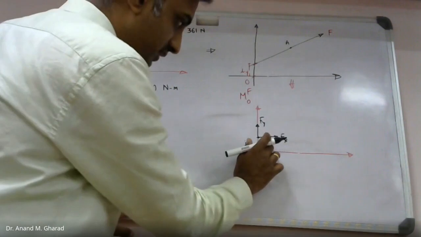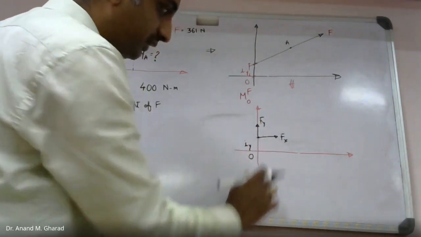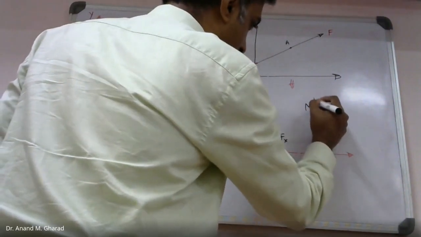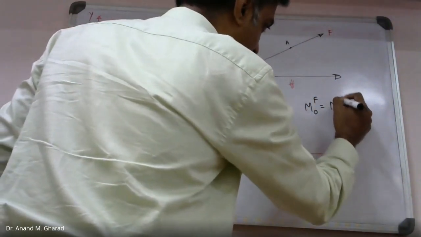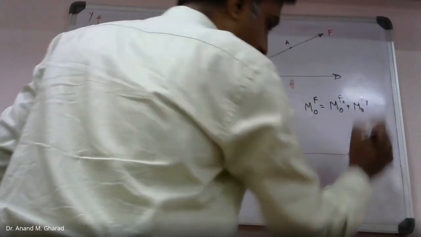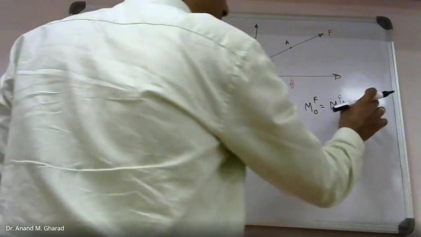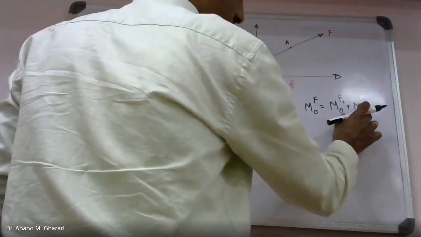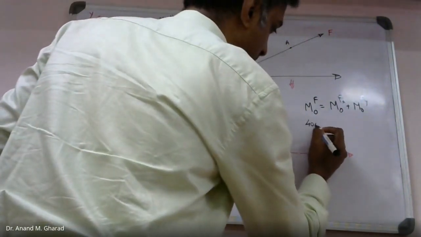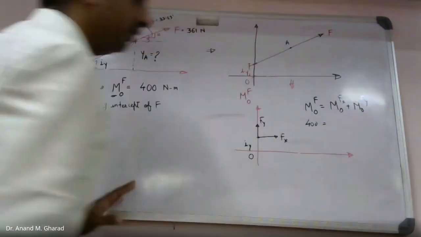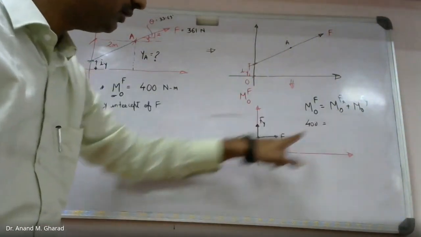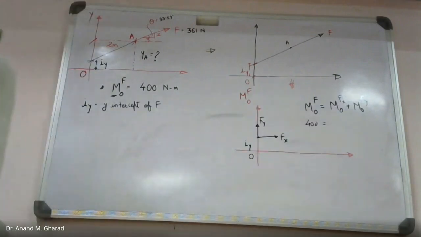So once we say that these are the Fx and Fy components, we can make use of the Varignon's principle, that is this equation, simple, correct? And once we substitute the values in this equation, it becomes very easy. This is 400 equal to, now what will be the value of moment about point O due to Fx? Please tell me fast.